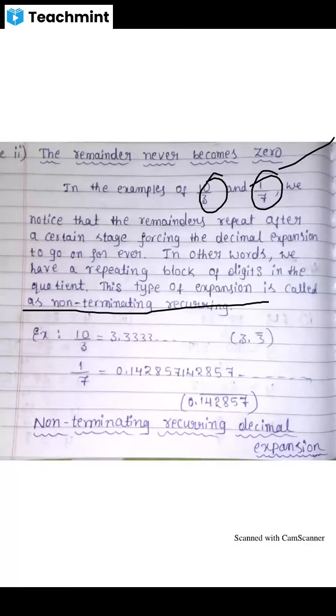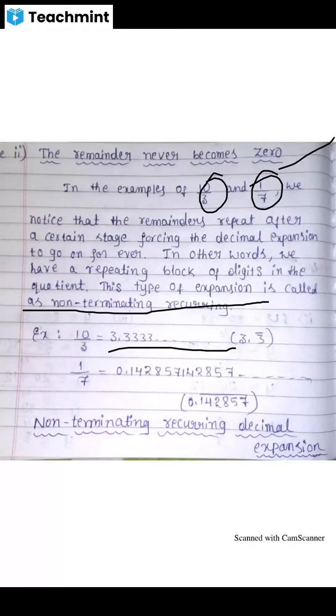What we observed in that division operation is that remainders repeat after a certain stage, forcing the decimal expansion to go on forever. We will not get remainder 0. So we realized that the remainder never becomes 0. But we observed one thing: in the quotient part, some digits are repeating. So we can observe the repeating block there.